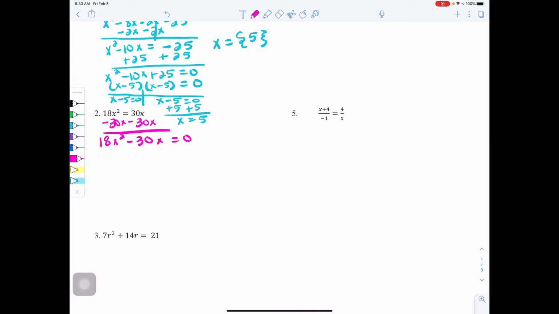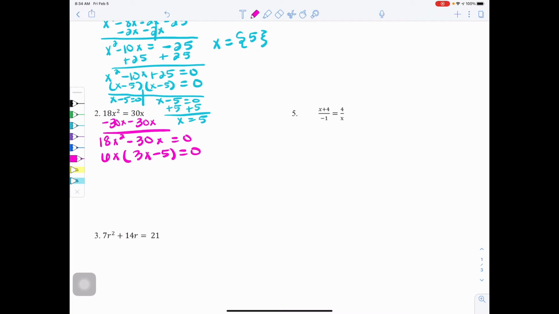Now when I look at this one, first of all, I don't see that it's a trinomial, and that's okay. So I know I'm not going to be factoring it into necessarily two binomials. Always make sure you look for a GCF first when you're factoring. So I have a GCF between 18 and 30, it is 6. And between x squared and x is x. So I'm going to factor out a GCF here. So 18x squared divided by 6x would be 3x. And negative 30x divided by 6x would be negative 5. So I have factored my quadratic equation using the GCF.